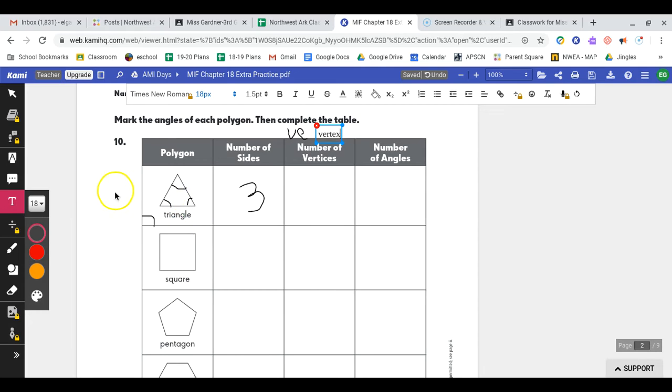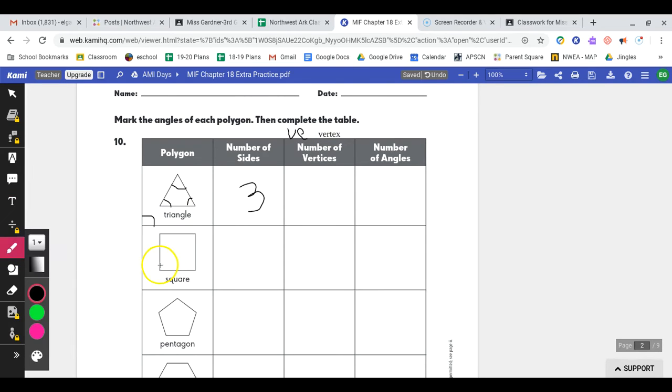Kind of like it's the opposite of an angle. Angle is the inside of the polygon where 2 line segments meet. A vertex is the outside of a polygon where 2 line segments meet. So think about how many vertices, that's the plural, are on this triangle. So the outside points where 2 line segments meet. 3. Oh, very messy. Sorry about that. Now, number of angles on the inside, we already marked them. Also 3.